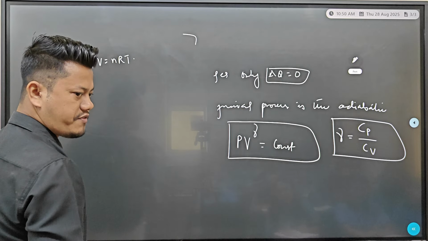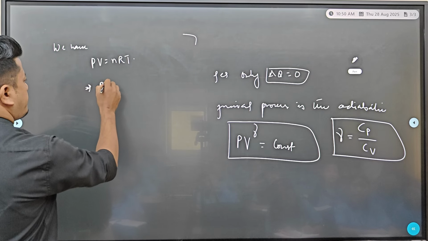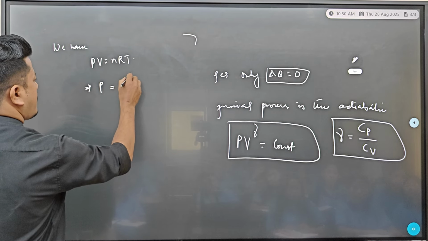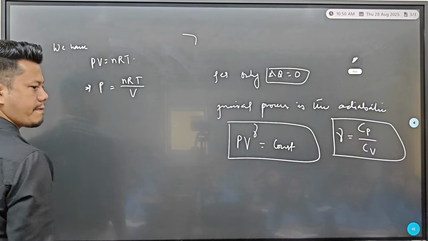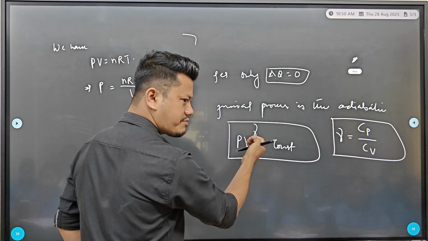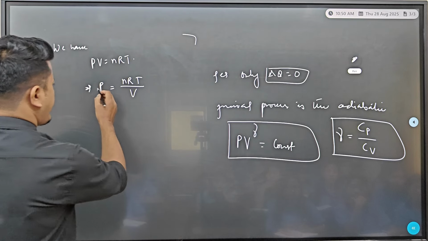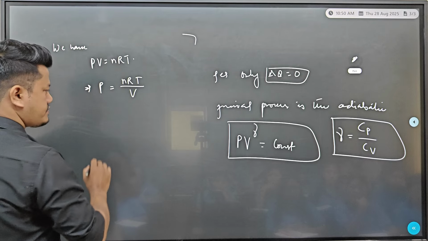Understood or not? PV equal to nRT. So what can I write over here? P can be written as nRT by V. Can I write in this way? See, this is one of the equations we got. I'm just trying to manipulate this expression into a different form. So can I write P equal to nRT by V?